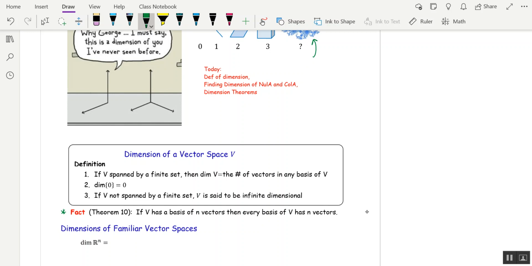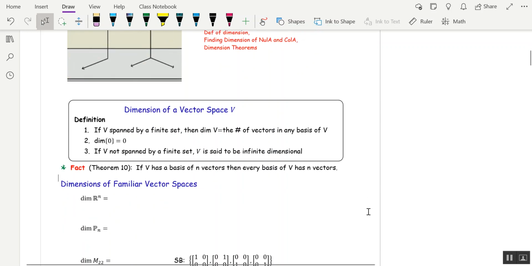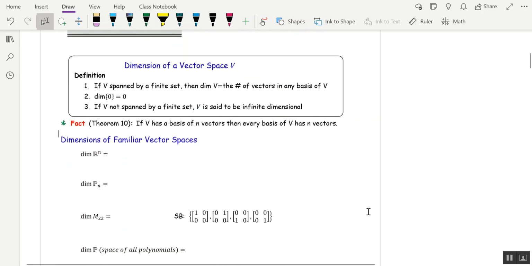For infinite dimensional vector spaces, it's possible that V, the vector space, is not spanned by a finite set, in which case we say V is infinite dimensional. So here are some examples of dimensions of vector spaces that we've been working with so far. The dimension of R^n is n. You could use any basis, but the standard basis that we know is e1 through en. That's n vectors.